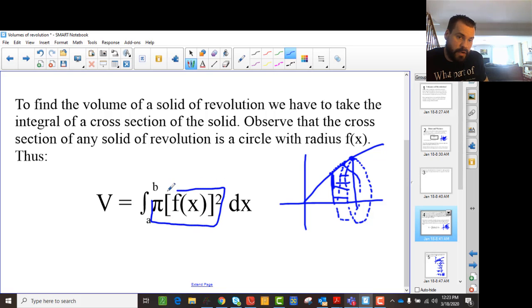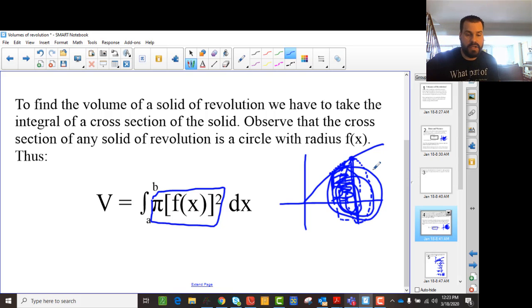is pi r squared, where r is the radius, f of x, because you're going this distance here, and then you're going the exact same distance down here. So the idea is we're taking each point in our area and rotating it around the x-axis, and they're creating a whole bunch of circles. And those circles combine to make my shape, my volume. That's the idea.